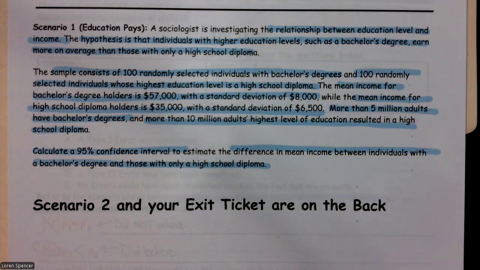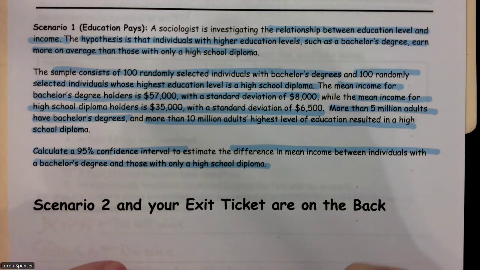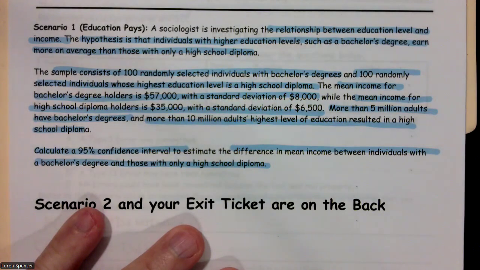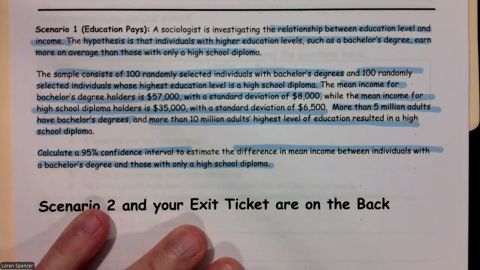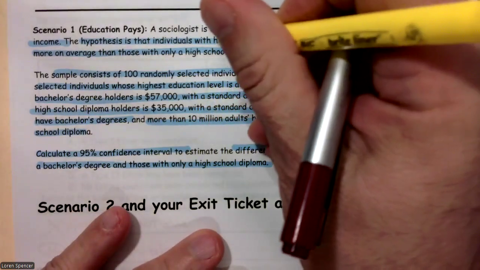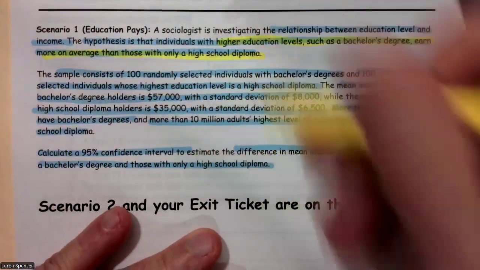A sociologist is investigating the relationship between educational level and income. The hypothesis is that individuals with higher education levels, such as a bachelor's degree, earn more than those with just a high school diploma. So let's go ahead and highlight that because that's going to be our hypothesis. Sounds like our alternative there.